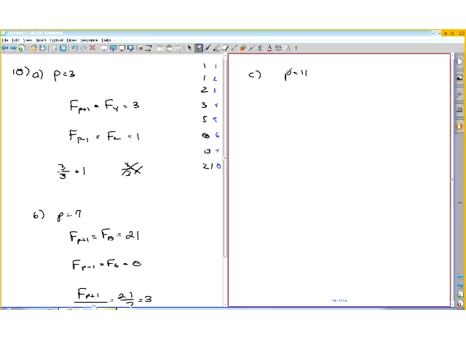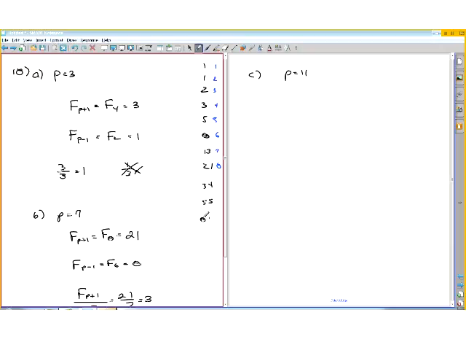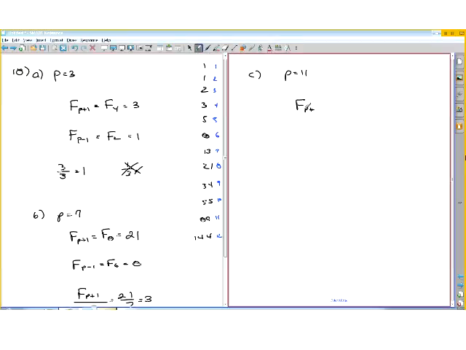And the final one is p equals 11. Okay, so I need to add a few more terms here. We get 34, 55, 89. So that's the 9th, the 10th, the 11th, and one more term. That's 144, the 12th term. So I need f of p plus 1, which is f of 12, which is 144, and I have f of p minus 1, which is f of 10, which is 55.